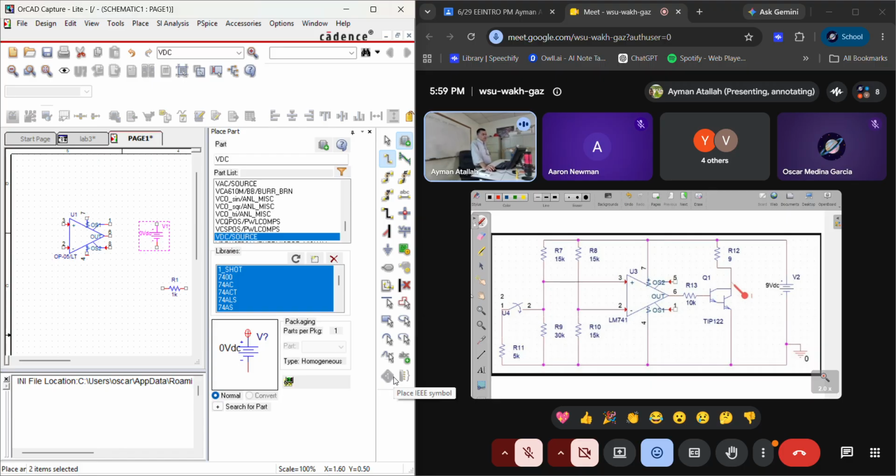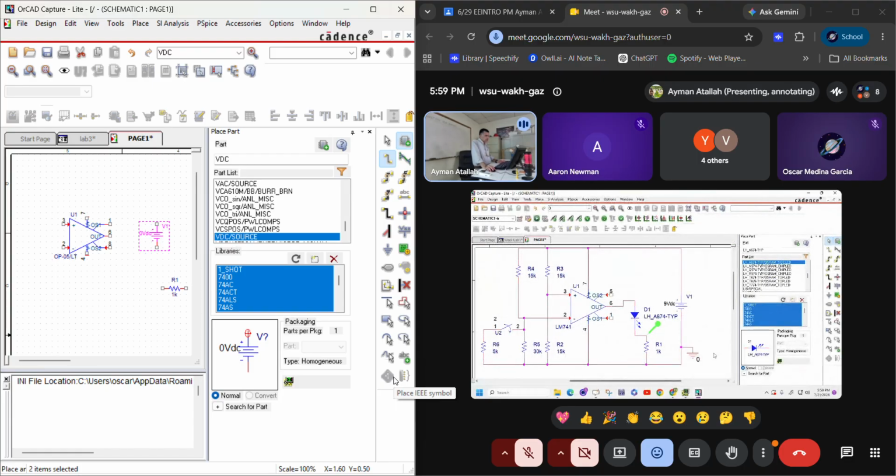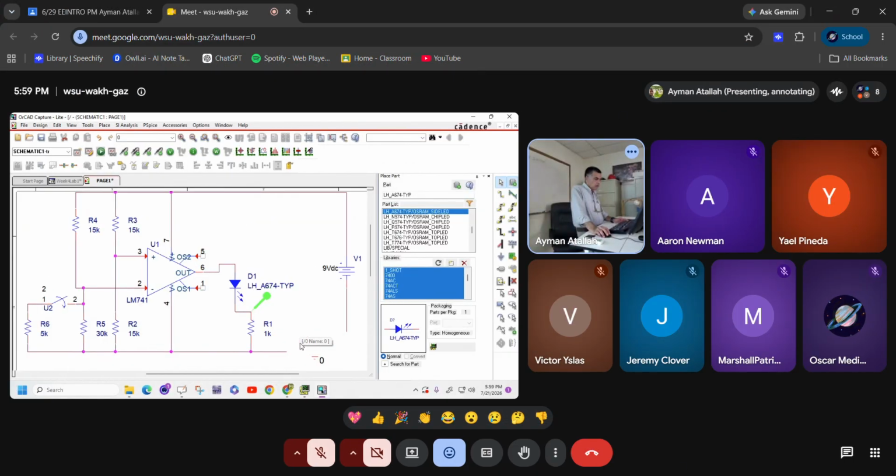Okay, so I'm going to remove this now, and what you are going to do is add a 10K, TIP122, and a 9 ohm resistor here. Let me see this here. It is the same circuit. This is the same circuit here. I don't need this now. I'm going to delete this part here.